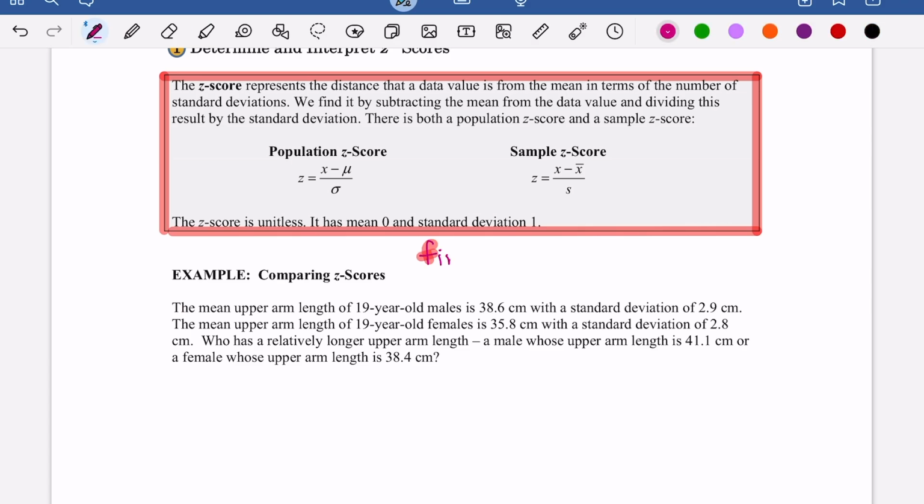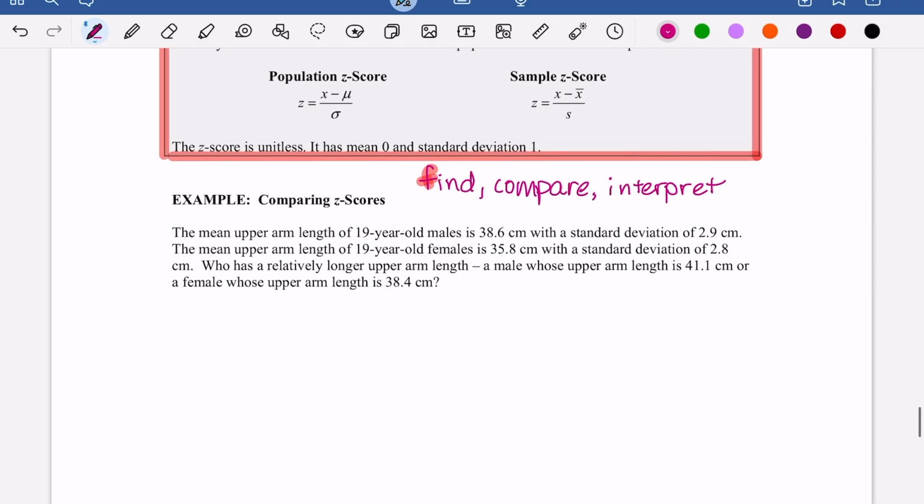So find, compare, interpret. All right, the mean upper arm length of 19-year-old males is 38.6. This is where I use different colors. I try to group things together and keep everything organized because I don't want to get the data mixed up. To calculate a z-score, I need a value minus the mean, divided by the standard deviation. So it's your value minus your average, divided by your standard deviation.